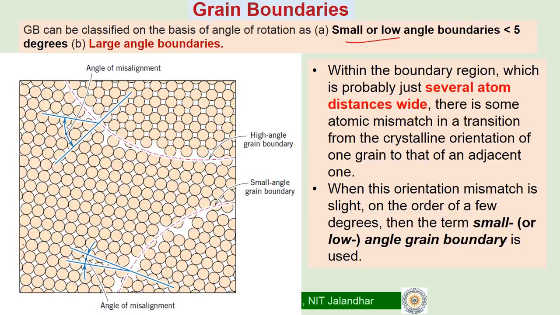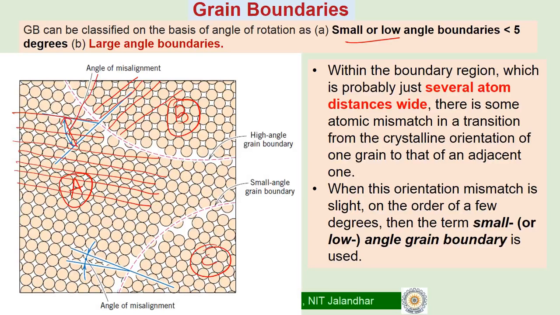This figure explains it very simply and very clearly. So you can say that this is your grain A, this is your grain B, and this is your grain C. When you refer to grain A, the cells are oriented something like this. Grain B, they are oriented this way. So the angle of misorientation, or the angle of misalignment, is actually measured between the two adjacent grains. This is called the angle of misalignment.